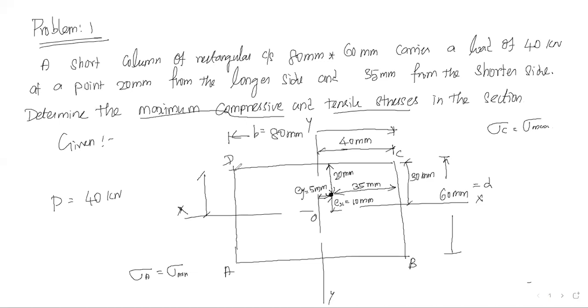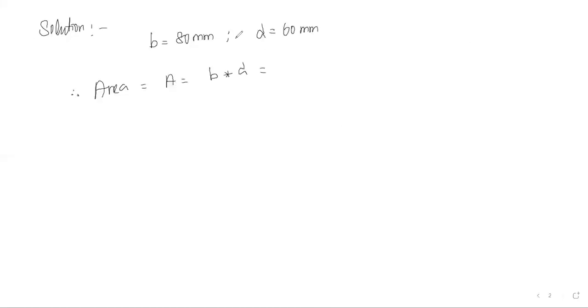So with respect to the given data, we have drawn this section. Now let us move on to the solution part. In the solution part, first breadth and depth, from that we are going to calculate the area. So area is equal to B into D. So 80 into 60 mm is 4800 mm square.